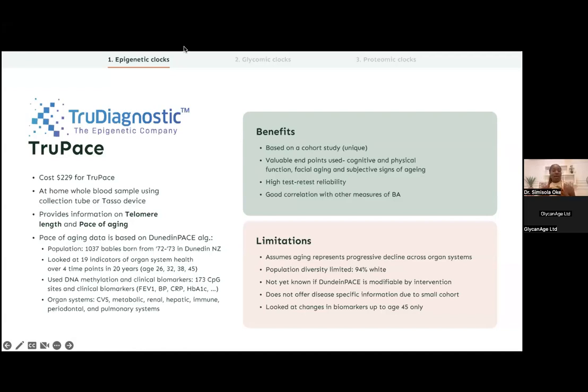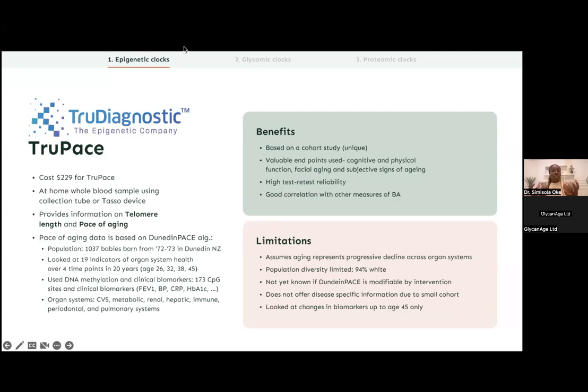But overall, I think that the Dunedin pace is incredibly interesting. The key benefit is that they used a cohort study, which is very unique, especially in the longevity space, which is still relatively new in some ways, and they were actually able to look at people over time. They used really valuable endpoints. So they looked at things like cognition, physical function, facial aging, and subjective signs of aging.